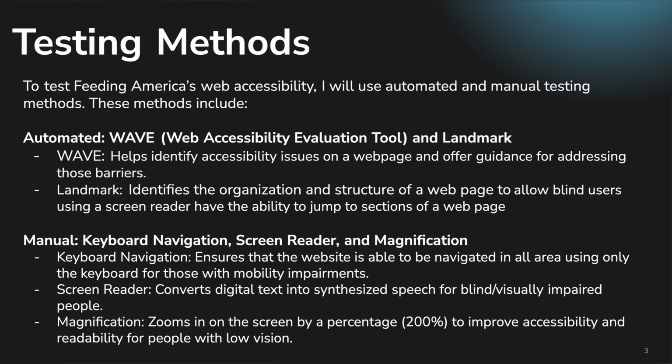For screen reader, it converts digital text into synthesized speech for blind and visually impaired people. I will ensure that screen reader reads each portion of Feeding America's page and describes each text, image, and button properly. Magnification zooms in on the screen by a percentage. For the purpose of this test, I will do 200% to improve accessibility and readability for people with low vision. For magnification, I will ensure that the website stays structural through the magnification and that I can still access each portion of the page and it is still readable.